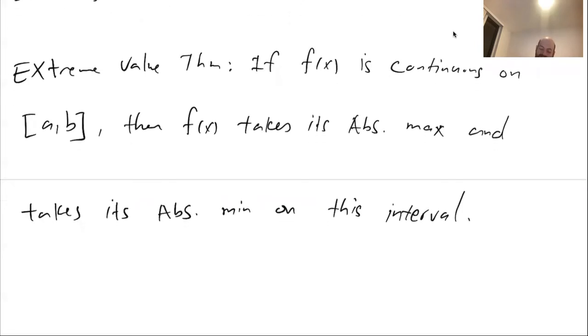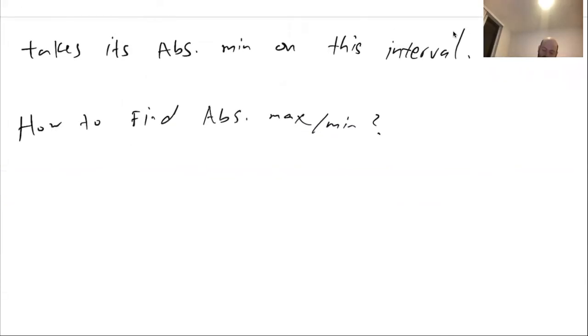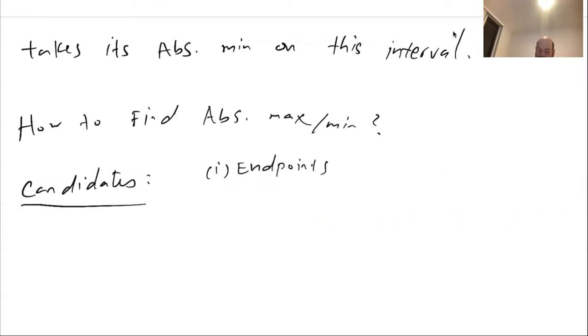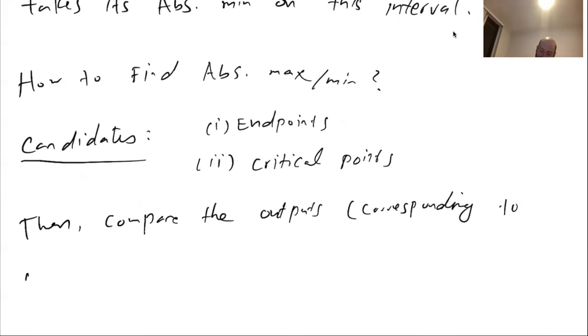Okay. So this is about the existence of absolute max and min, and now how to find them. How to find absolute max or min. We said that we have to find the candidates first. Candidates for absolute max and min are endpoints and also critical points. And then we have to compare the outputs corresponding to 1 and 2 above.